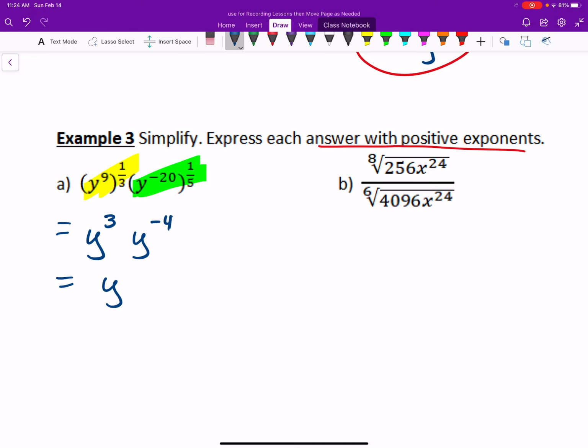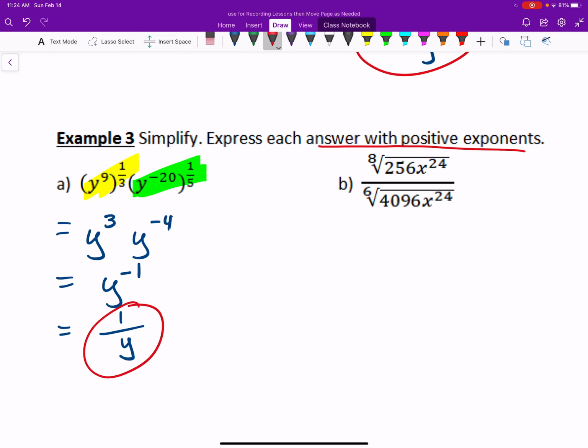Multiplying those together means I add the exponents. Positive 3 plus negative 4 is negative 1. And I have to write it with positive exponents. So I'll write y to the negative 1 as 1 over y to the 1, or simply 1 over y.